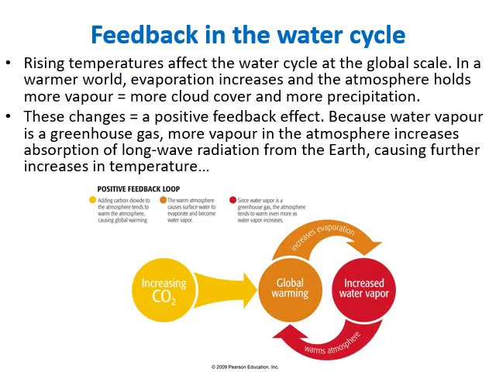In terms of feedback then within the water cycle, let's have a think of what's happening at the moment. So we've got global warming, and those rising temperatures are affecting the water cycle on a global scale. In a warmer world, we've got greater evaporation, and the atmosphere is holding more water vapour, which means we've got more clouds, which means we have more precipitation.